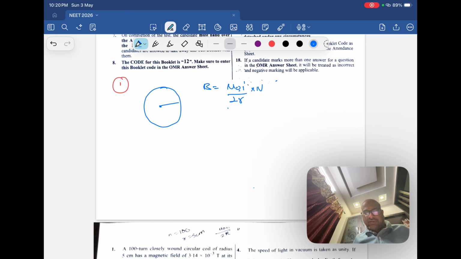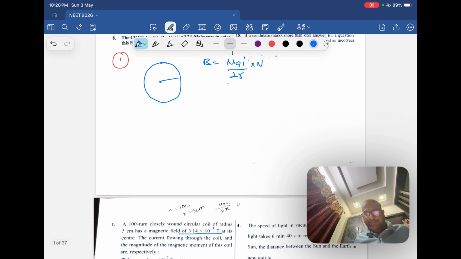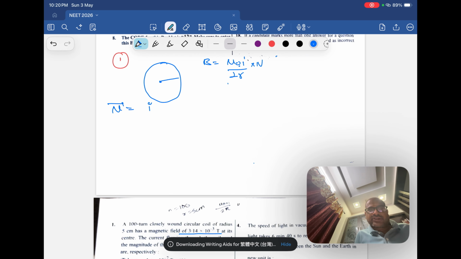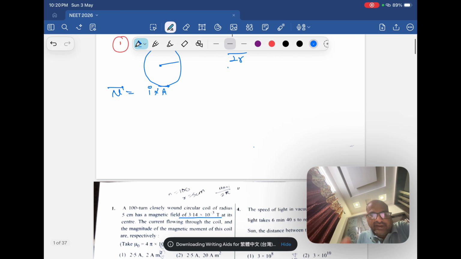So the magnetic field value is given here: 3.14 into 10 power minus 3 Tesla. From that you first find the value of I. Once you find I, what is the formula for magnetic dipole moment? Magnetic dipole moment mu bar, or some books say m bar, is equal to I into area vector. So first find the value of I here.